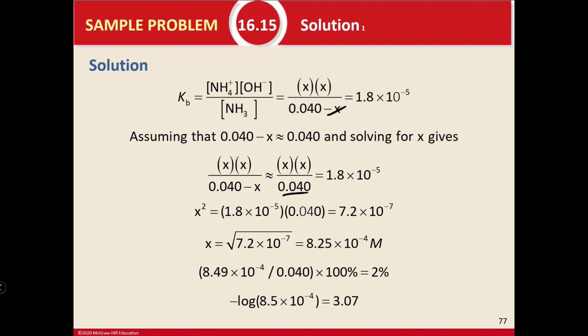X squared equals 1.8 times 10 to the negative 5th times the concentration. And then we take the square root to get X by itself, and we get 8.25 times 10 to the negative 4th. All right, so here's how you're going to tell if that was a good assumption. To assume this X is negligible, what we're going to do is take the amount of hydroxide ion formed divided by the original concentration of the base, multiply by 100%. If this percent is less than 5, then this approximation is okay.